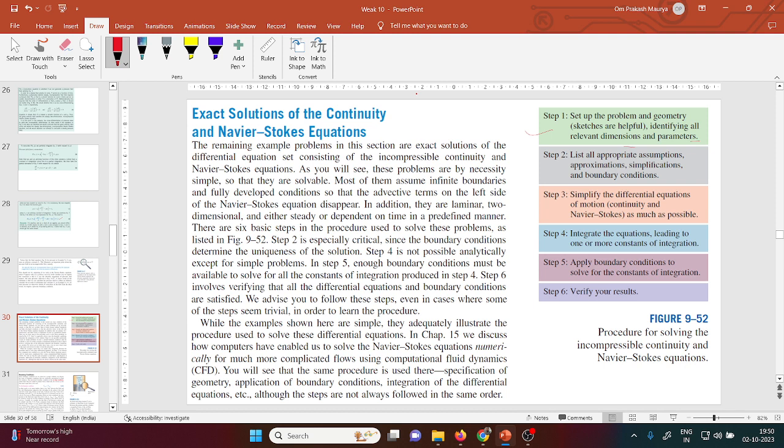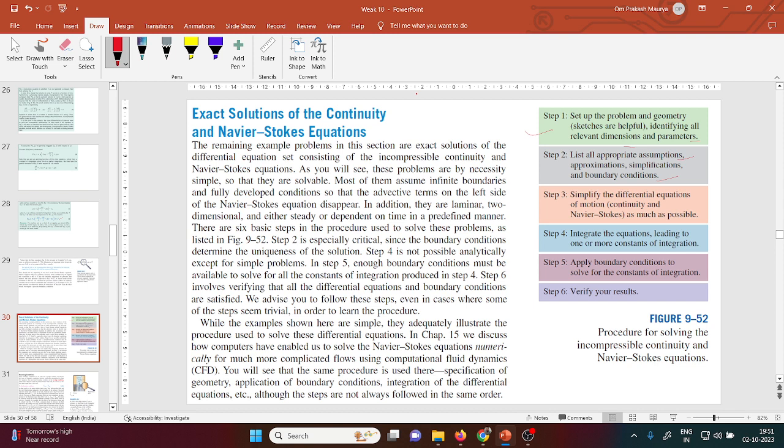Step 2: list all the appropriate assumptions, as we have seen in the previous question, the approximations, the simplifications and the boundary conditions. Step 3: simplify the differential equations as we did in the previous one, that is, the flow was 2D so the z component was 0, and simplify the equations of motion, continuity and the Navier-Stokes as much as possible.